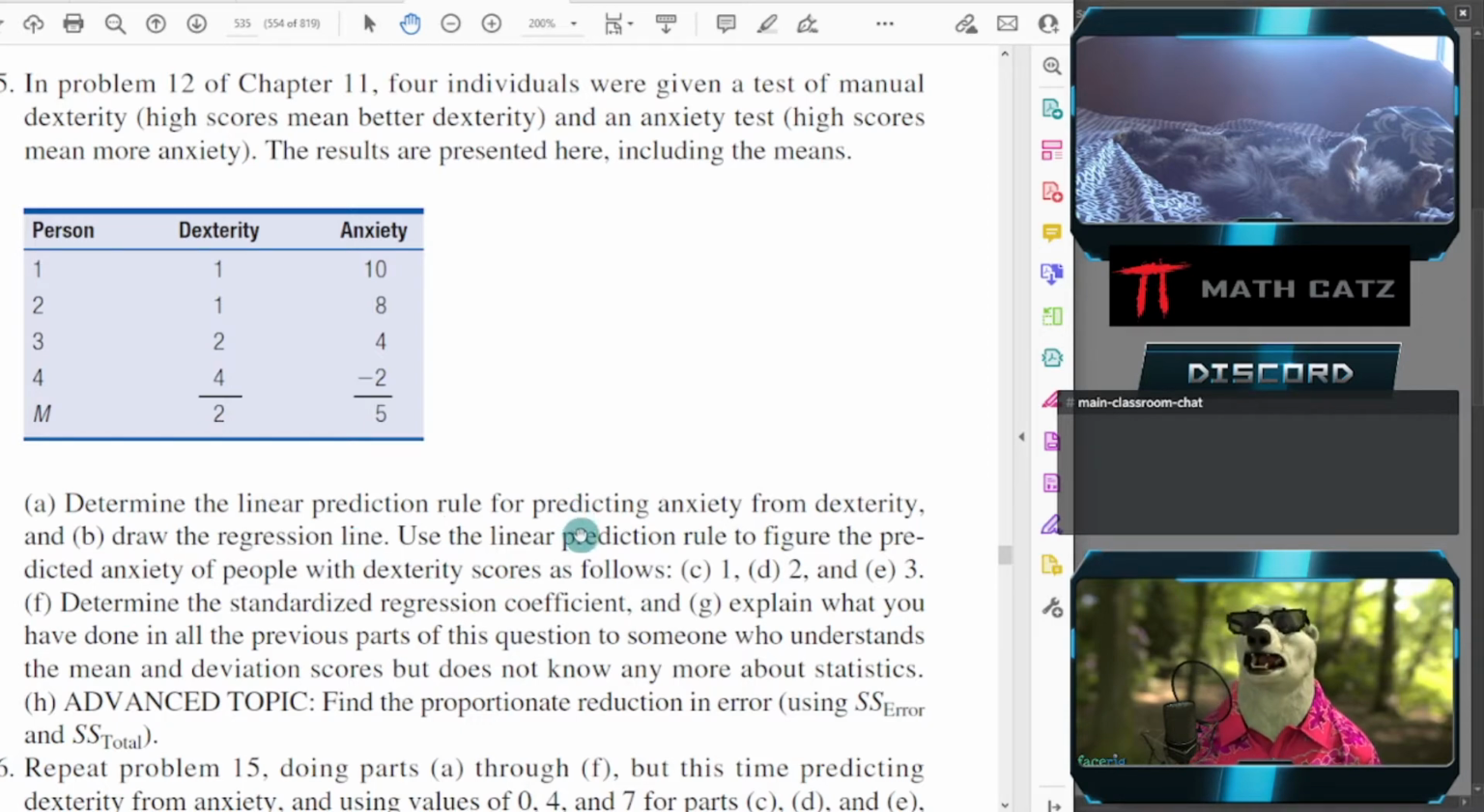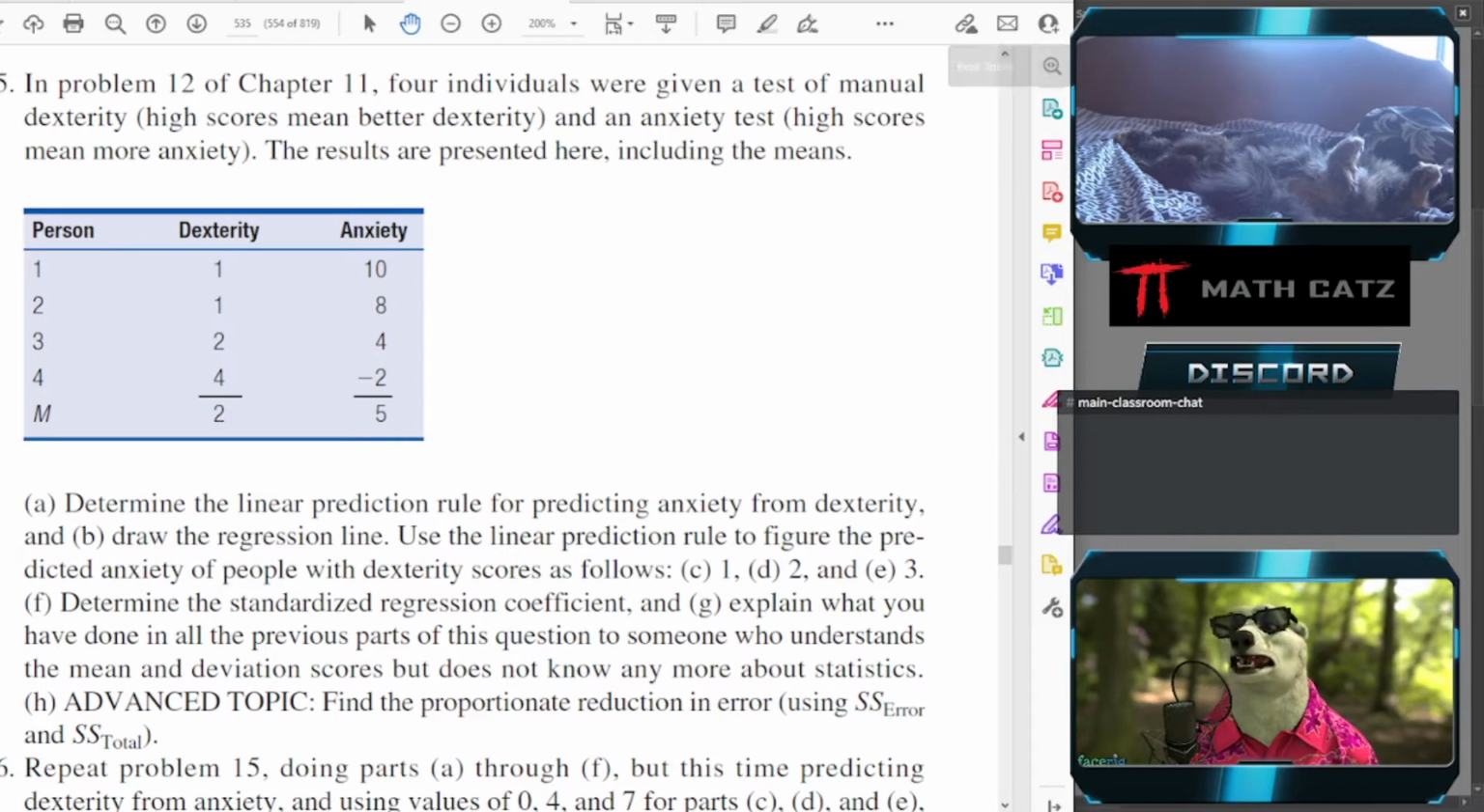We'll use the linear prediction rule to make some predictions, and then we'll also determine the standardized regression coefficient and see its connection to the correlation coefficient. And of course, even though we don't write part G, as we talk about it, we are essentially answering part G. We're not going to do H because we're just introducing the topic at this stage.